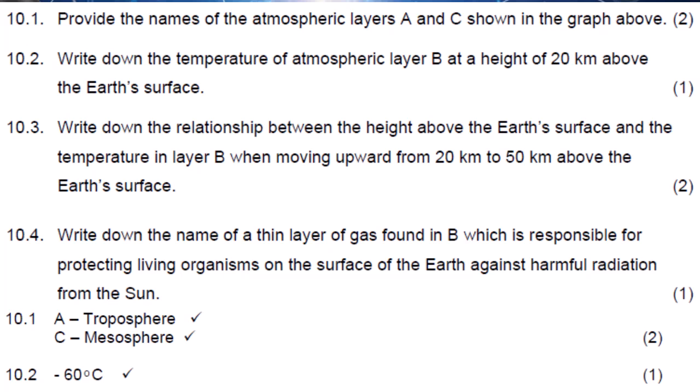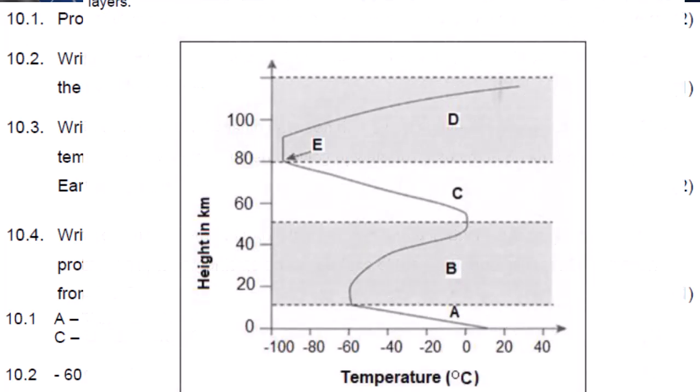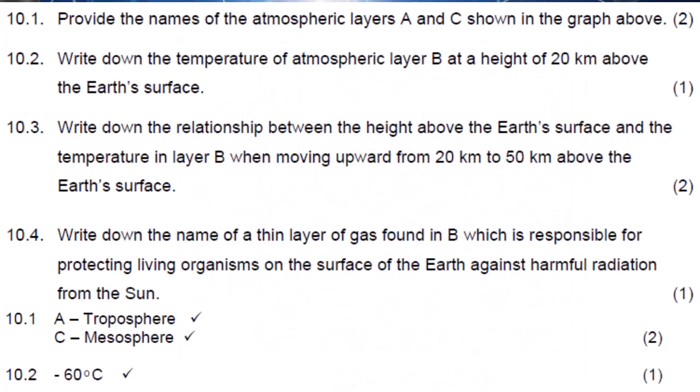Got it. Q10.2 wants us to read the temperature from the graph for layer B, stratosphere, at an altitude of 20 kilometers. Okay, find 20 kilometers on the height axis, go up to the line for layer B, then read across to the temperature axis. Looks like it's about negative 60 degrees Celsius. Minus 60 C. Sounds about right from typical atmospheric profiles. Okay, Q10.3 asks if the temperature trend in layer B, the stratosphere, as you go higher, specifically from 20 kilometers to 50 kilometers.